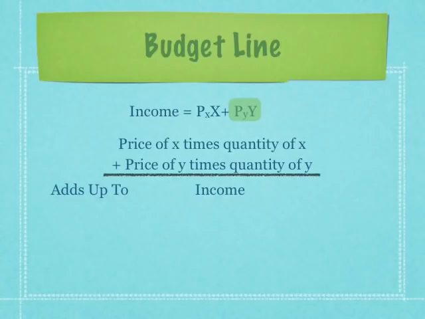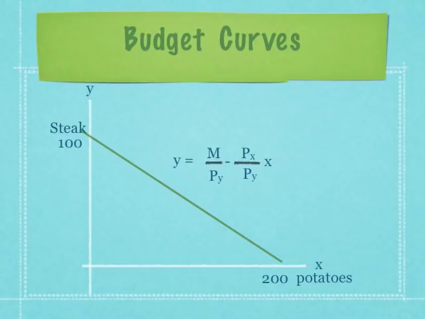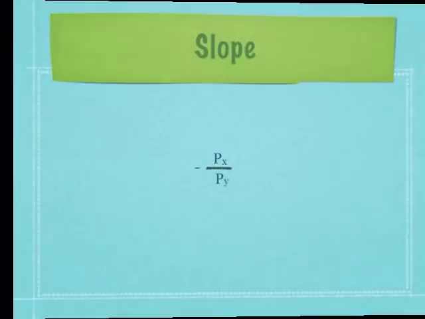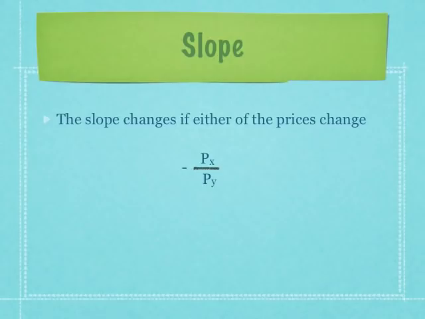Now when we plot our equation and the budget line or budget curve, this is where our equation works. The slope of the line is the ratio of the two prices. And remember that the price of the goods we're looking at is $5 and $10. And the slope should equal 1/2, which is what we calculated before. The slope of the line is the ratio of the prices. The slope changes if the price changes.